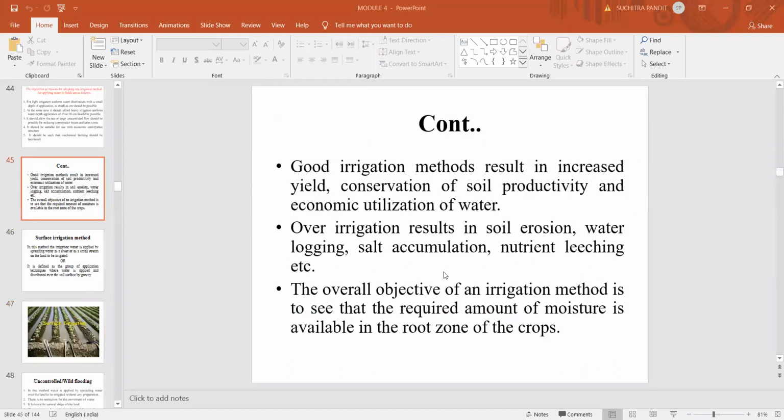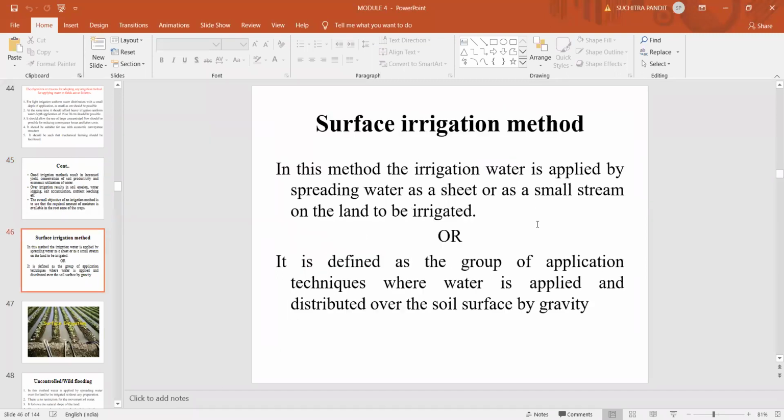Now, these are the objectives of the irrigation methods. Now, surface irrigation method. In this method, the irrigation water is applied by spreading water as a sheet or a small stream on the land to be irrigated.